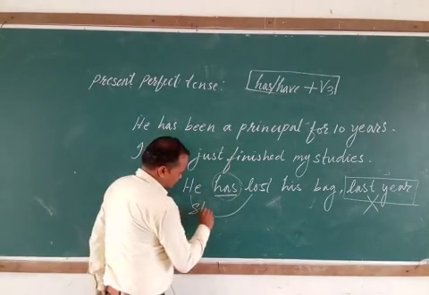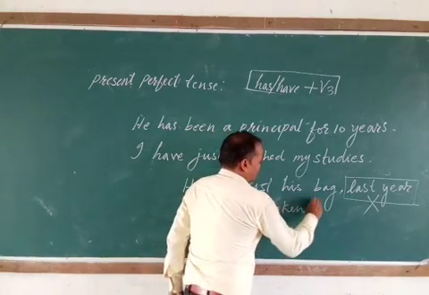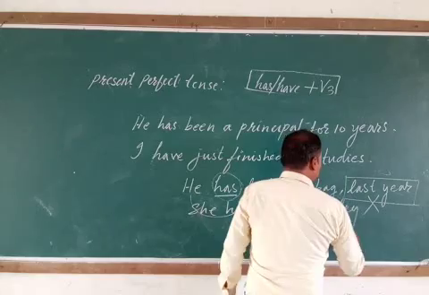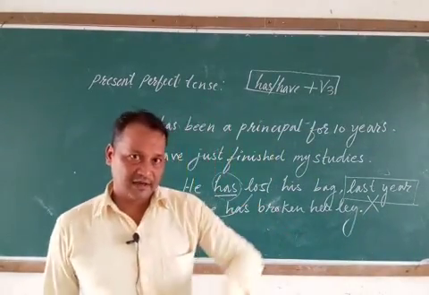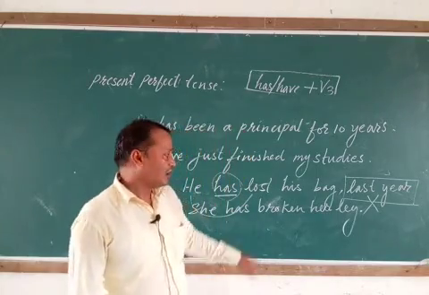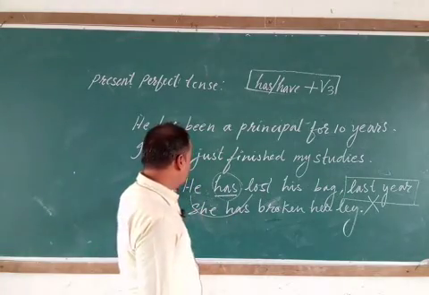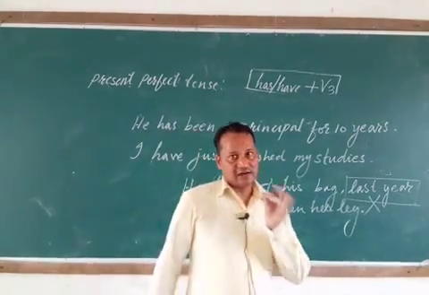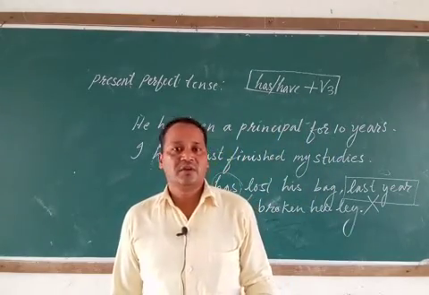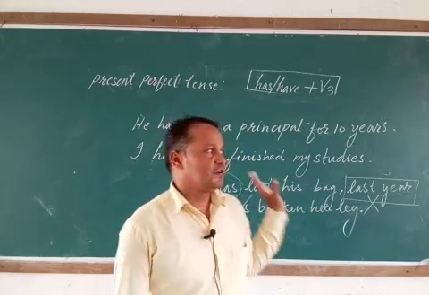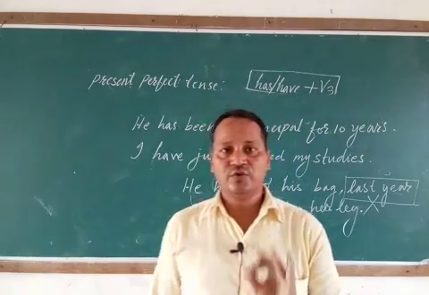Here, she has broken her leg. Here the time is also not mentioned. The time is not important. She has broken her leg, and the time and context are not shown. So in this situation, to describe an action when time is not important, we use present perfect tense. So there are 4 conditions when we use present perfect tense.